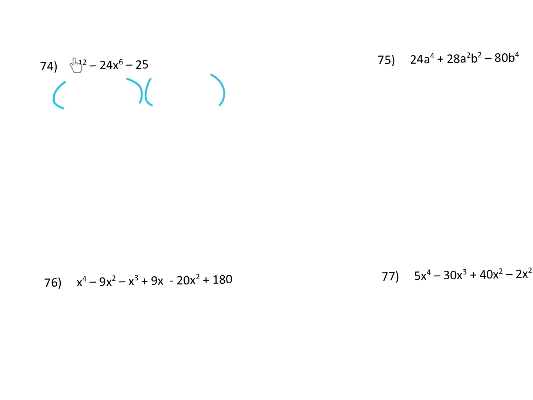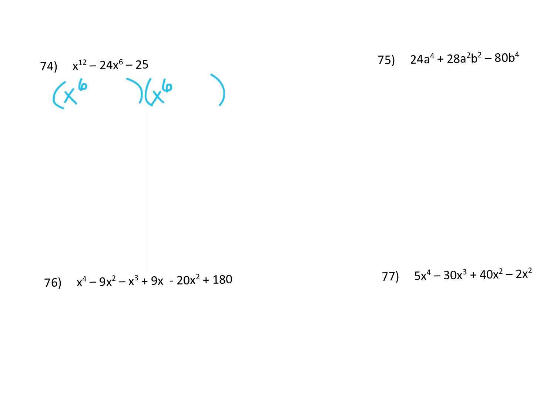We take the square root of this first term. Now remember, when you're taking the square root of a term with an exponent, all you're really doing is cutting that exponent in half. Okay, half of 12 is 6. So the square root of this is x to the 6th. Because x to the 6th times x to the 6th is x to the 12th, right? When you're multiplying 2 terms with the same base, you just add these exponents.